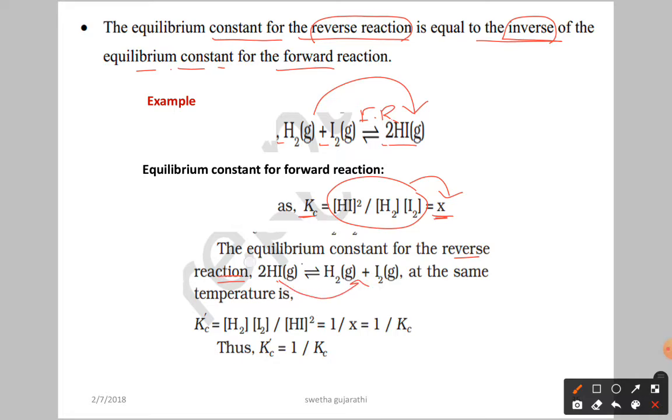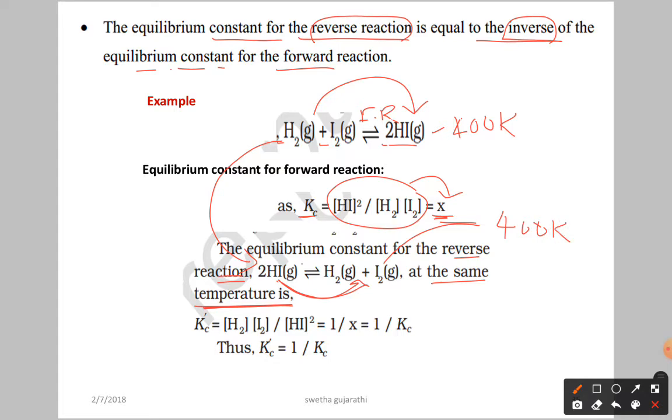Okay. Let us see here. This reaction is reversed, which means HI is converted into H2 plus I2. At the same time, we take the same temperature. The temperature should be constant. For example, taking 400 Kelvin, this reverse reaction should also be at 400 Kelvin.